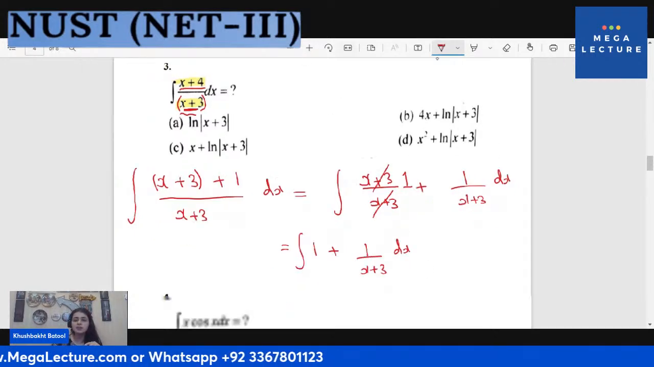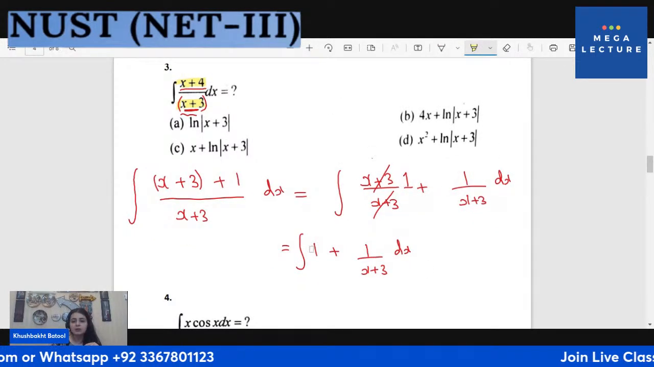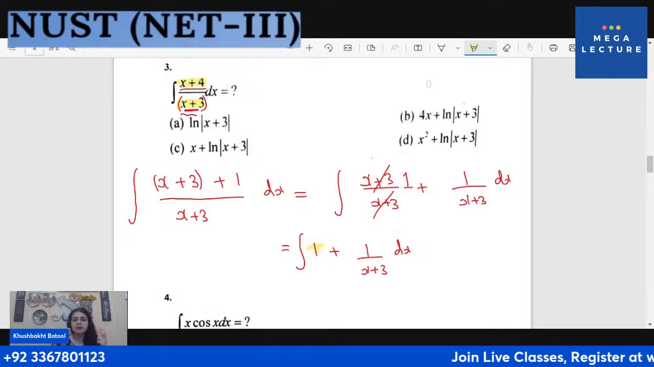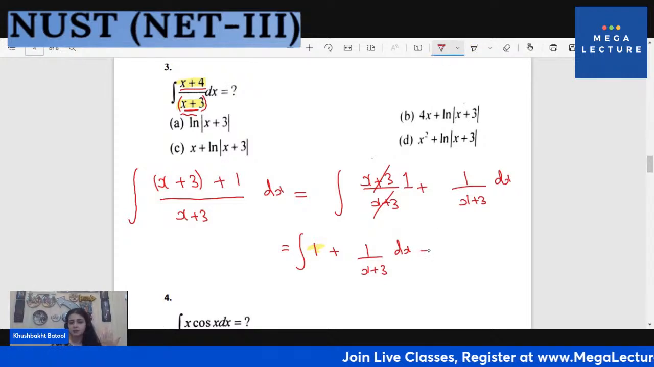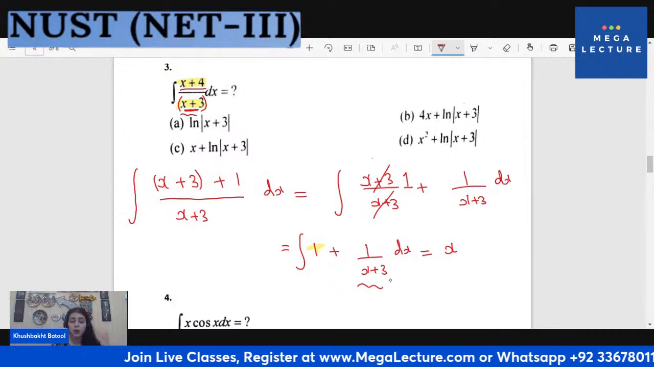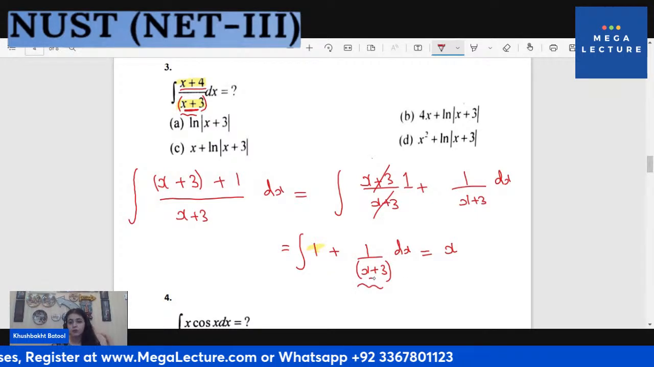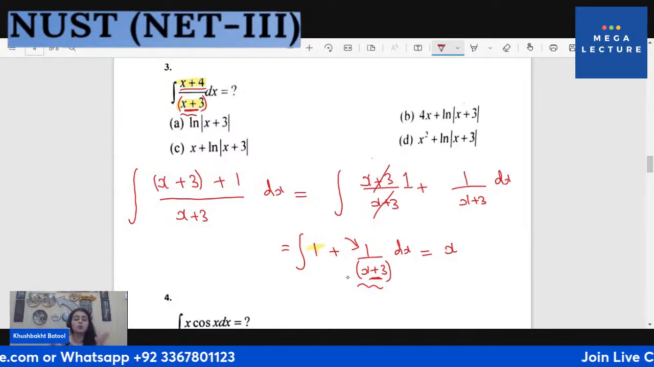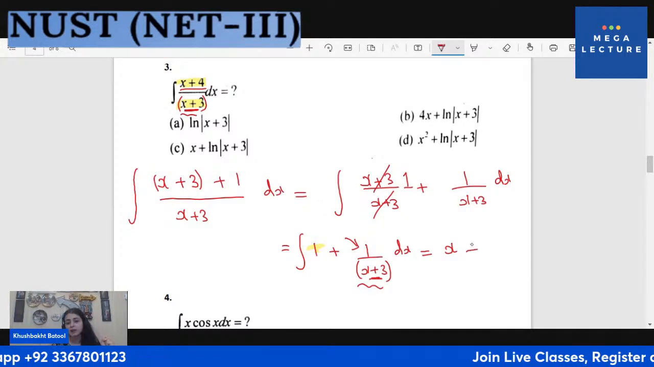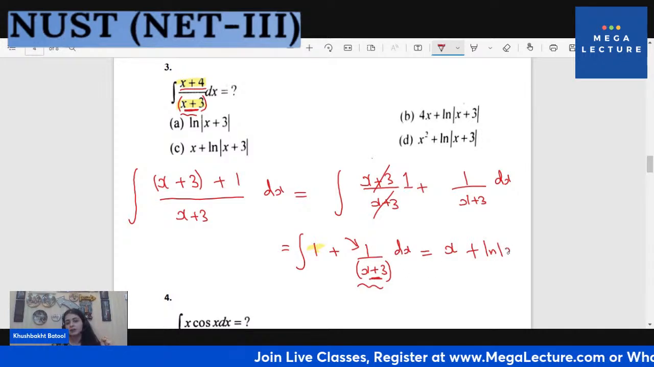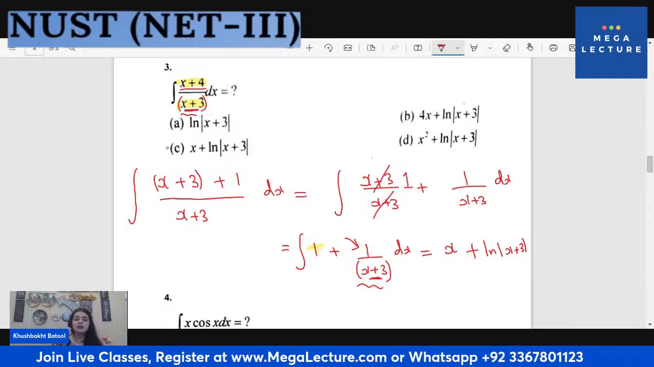Now this is very easy for me. Now this 1 can be integrated and I would get x directly, right? So when I integrate this one, I would get this x. And what about this? This is what I was telling you. If the derivative of the denominator is there in the numerator, you can use the natural log thing. What is the natural log thing? I can write it down as plus natural log of this denominator, that is x plus 3. So this is going to be the answer and it is option C.